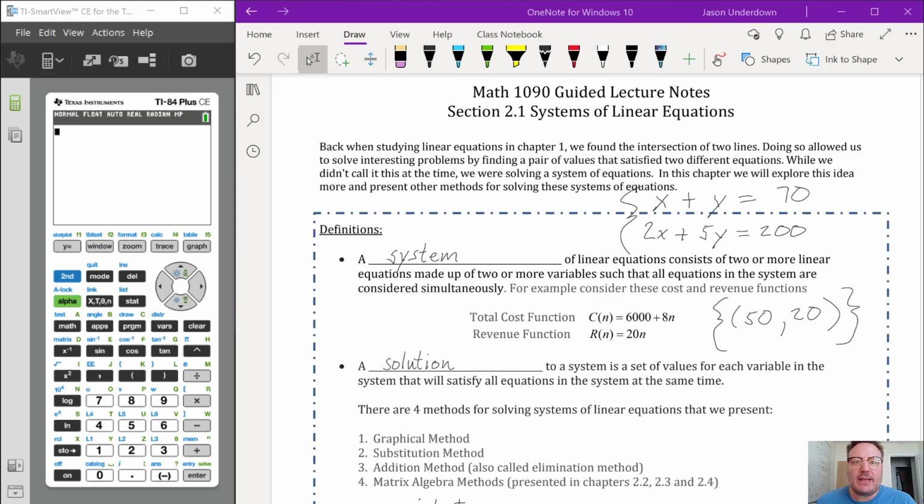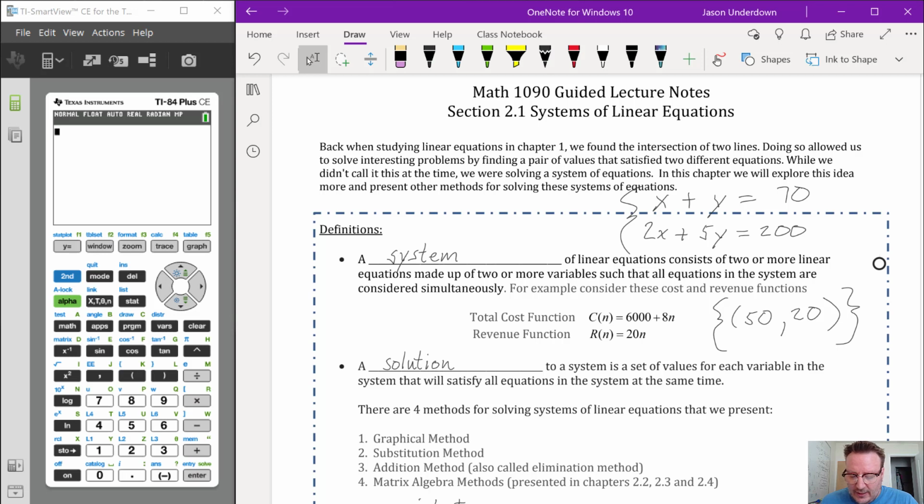Okay, this is Math 1090, Section 2.1, Systems of Linear Equations. A system of linear equations consists of two or more linear equations made up of two or more variables, such that all equations in the system are considered simultaneously.